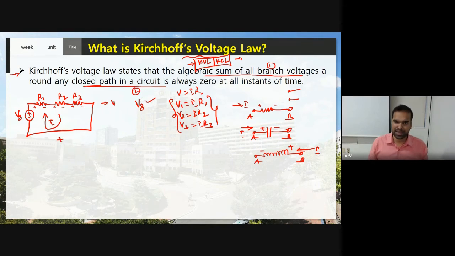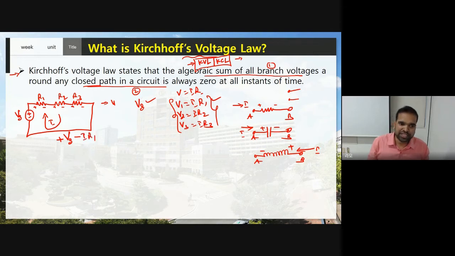So I need to write plus, and this is my voltage at this particular source. And now what is the voltage drop at R1? See, current is flowing from plus to minus, so it is ending at minus. So I should write minus. What is the voltage drop at R1? You already know this is IR1.